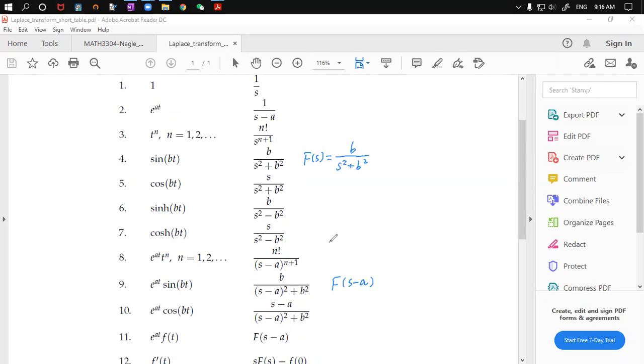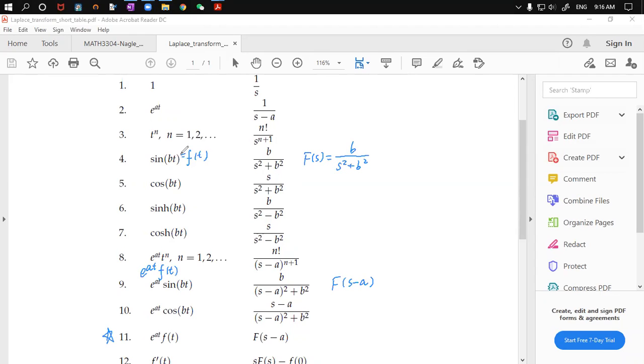And this, you can apply the shift table from line 11, right? So from line 11, you have this capital F of s minus a. So it must be e power at multiplied by f of t, where the f of t, according to number 4, is sine bt. Is that good for everybody?